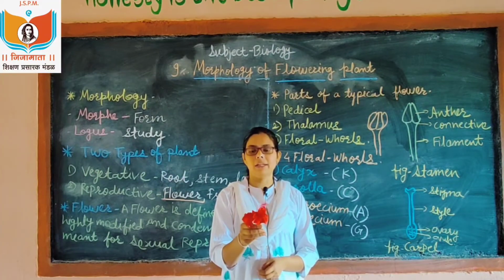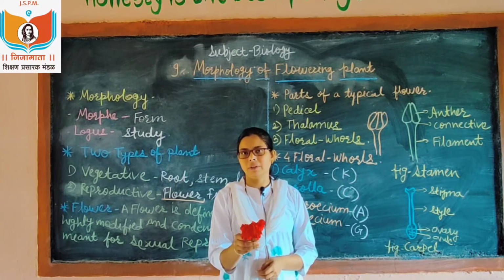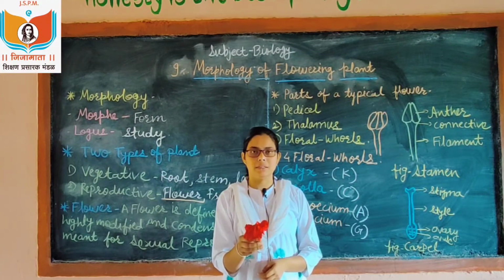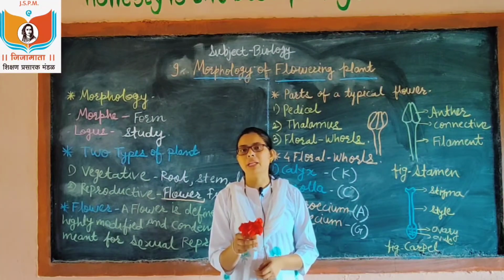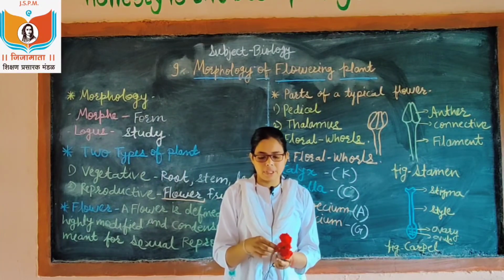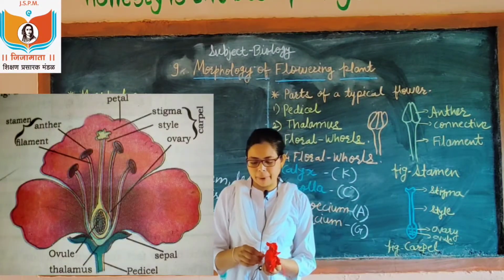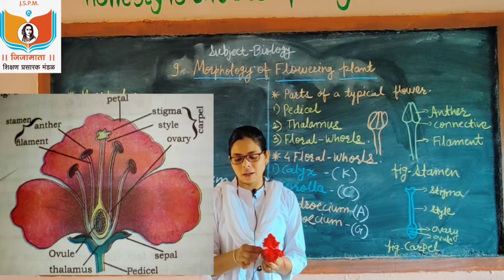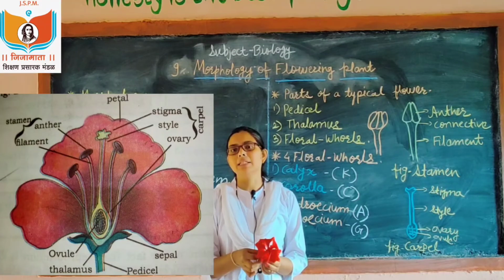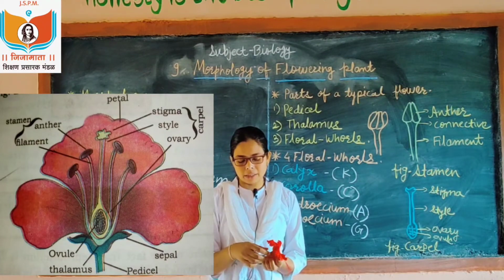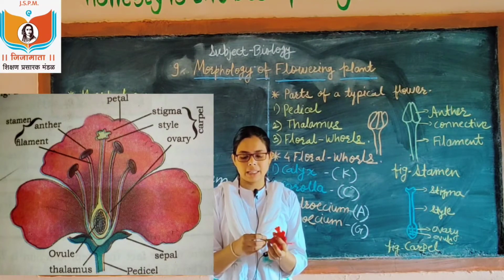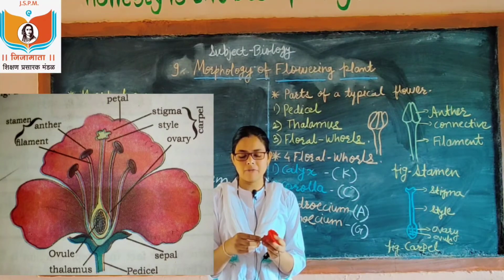See, this is the flower. The name of the flower is China rose. In Marathi, we call it jasmine. The botanical name of this flower is Hibiscus rosa-sinensis, and it belongs to the family Malvaceae. See, at the base, a pedicel is present. Above that, the epicalyx is present, and the epicalyx is 5 in number. Above that, the calyx is present. Calyx is green in color, and calyx is 5 in number.